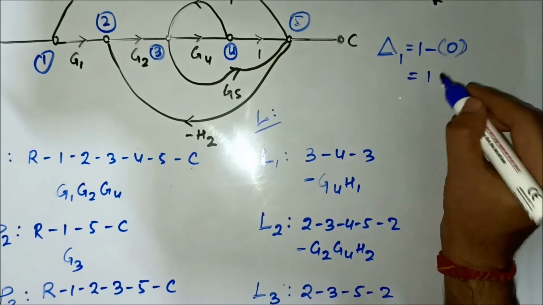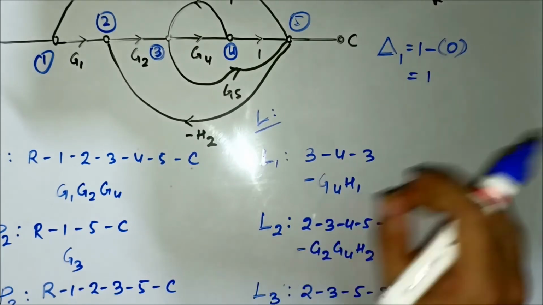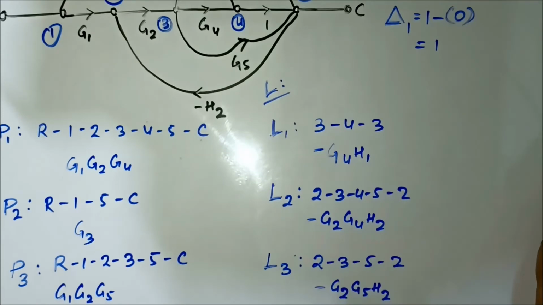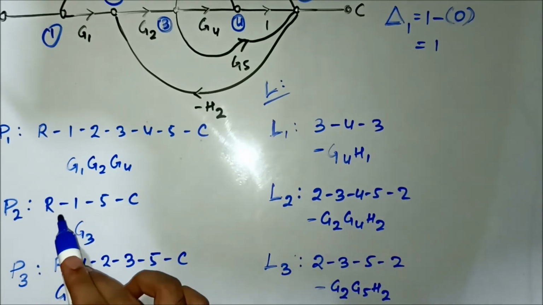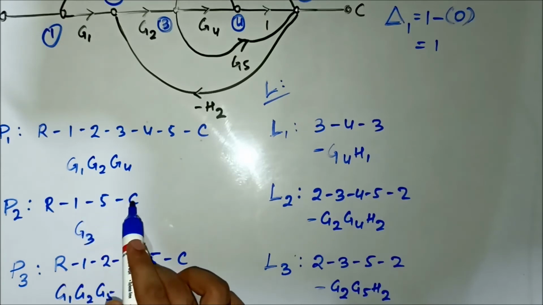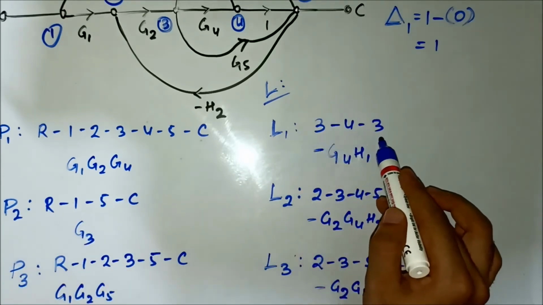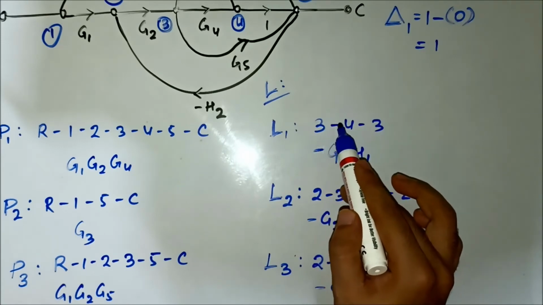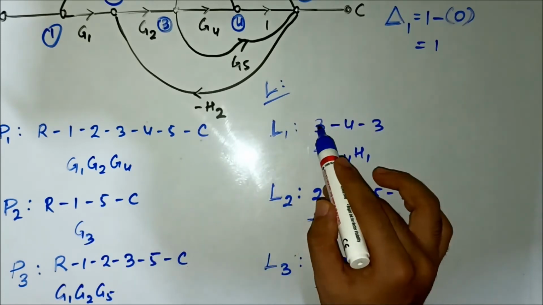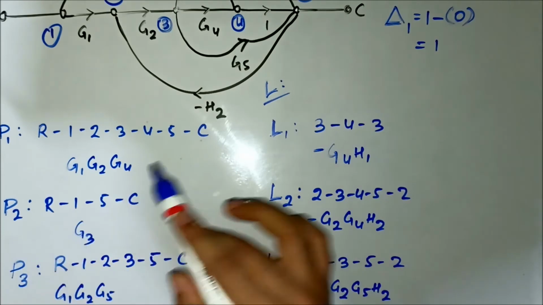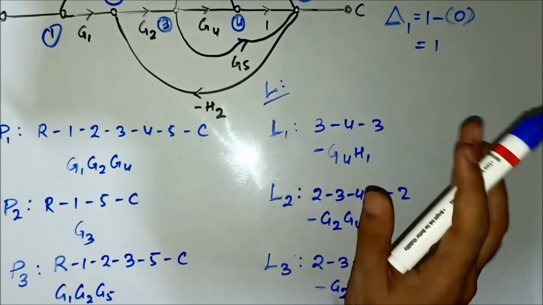So that is equal to 1. Okay, then for path 2, R1 5 C, P2. Here L1 is 3, 4, 3. So if you see, there is no common node between P2 and L1. Nothing is common. So P2 is not touching L1.